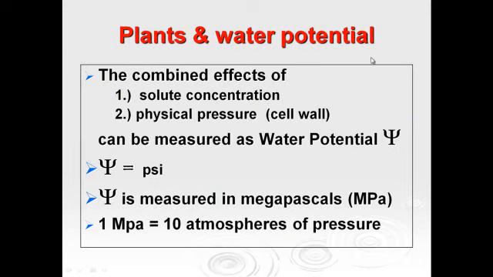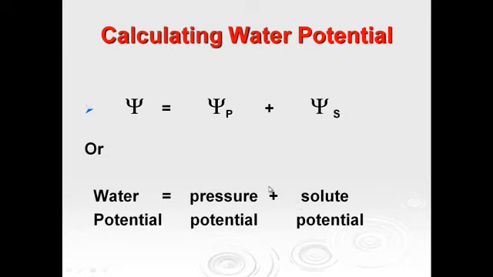Water potential is the combined effects of the solute concentration and the physical pressure against the cell wall. It's measured in psi, which is this trident symbol, and the unit that we're going to be measuring it in is megapascals. 1 pascal, now this is a lowercase p, is 10 atmospheres of pressure, and this is a megapascal, so it's quite a bit more.